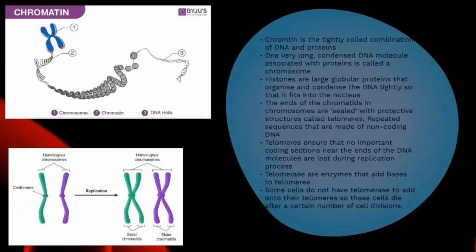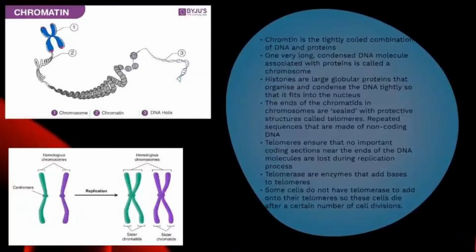So basically, when the cells divide, and we're going to go on to exactly how they do that in the next part of this lesson, the telomeres ensure that no important parts of the coding DNA are lost when the replication takes place. So often when DNA replication occurs, the first bit of the sequence will not be very good. So they have these telomeres which allow for those mistakes to happen without it affecting the coding area of the DNA. Telomeres are added to the ends of chromosomes by an enzyme called telomerase.